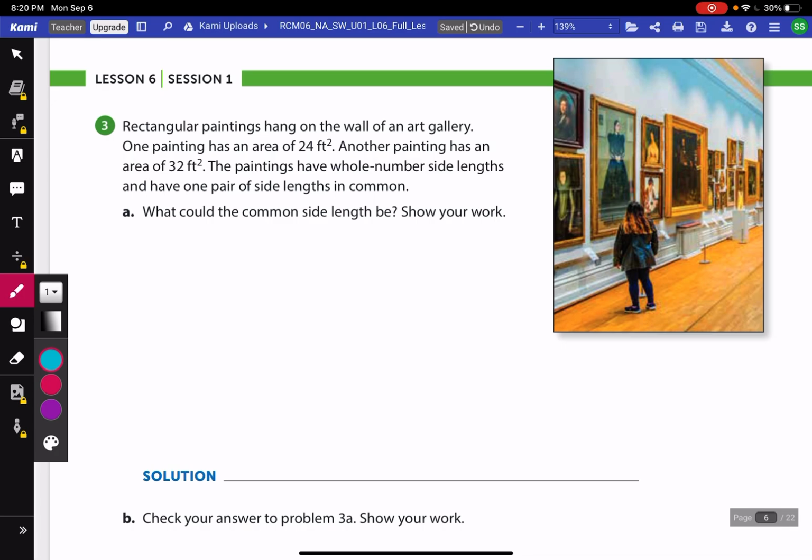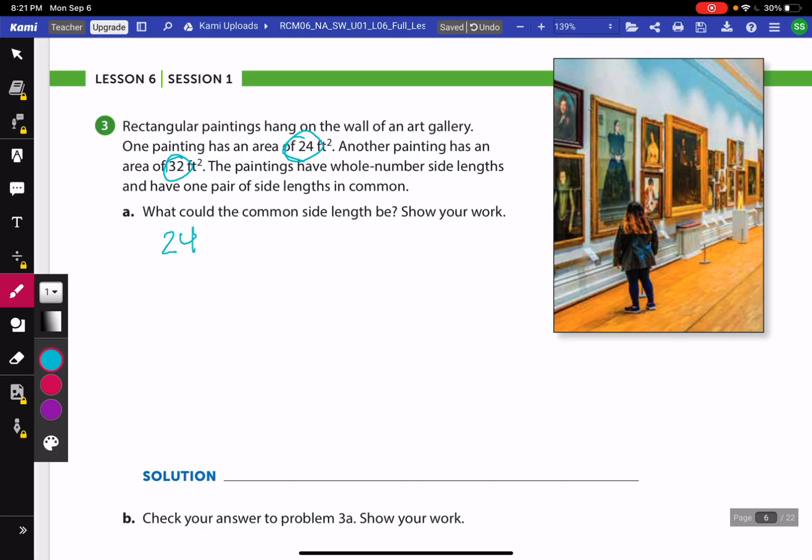Rectangular paintings hang on the wall of an art gallery. One painting has an area of 24 square feet. Another painting has an area of 32 square feet. The paintings have whole number side lengths and have one pair of side lengths in common. What could the common side length be? So we're looking for factors of 24 and 32.